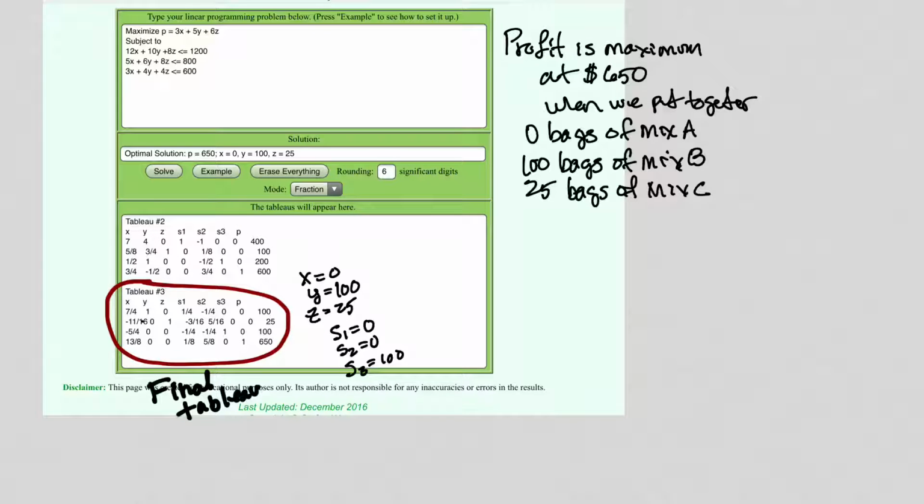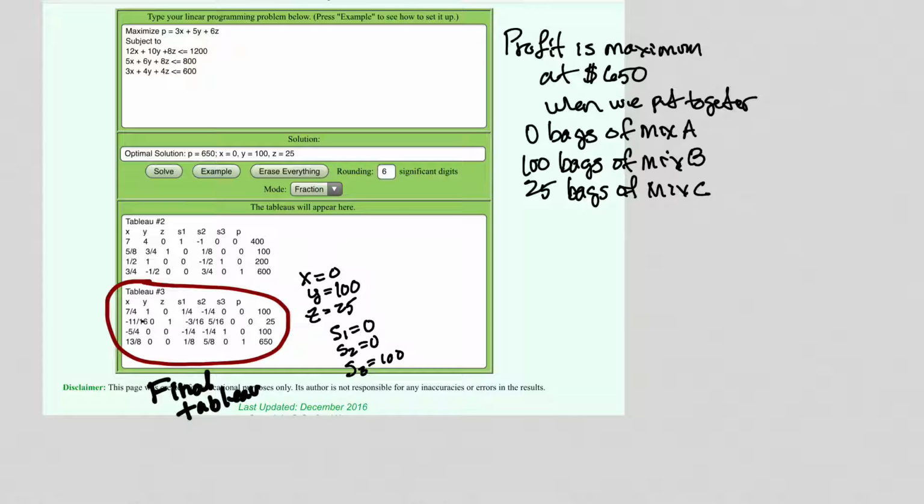Now, if we take a look at our slack variables, S1 is the number of pounds of peat that we have left, and originally we had 1,200 pounds available. This is 0, so we're using all of our peat. We have 0 unused pounds of peat left. S2 is also 0, and S2 was the number of pounds available of perlite, so we have no unused pounds of perlite. We're using all of that.